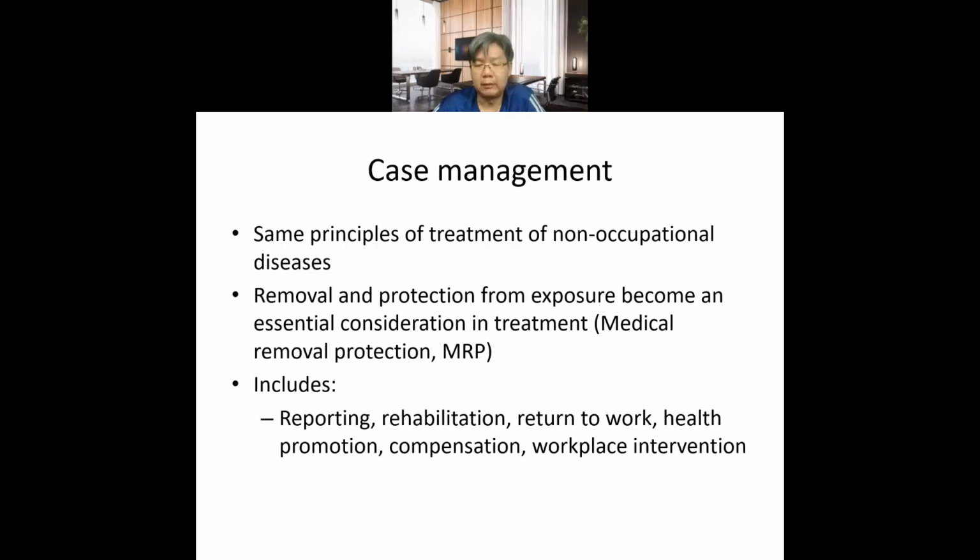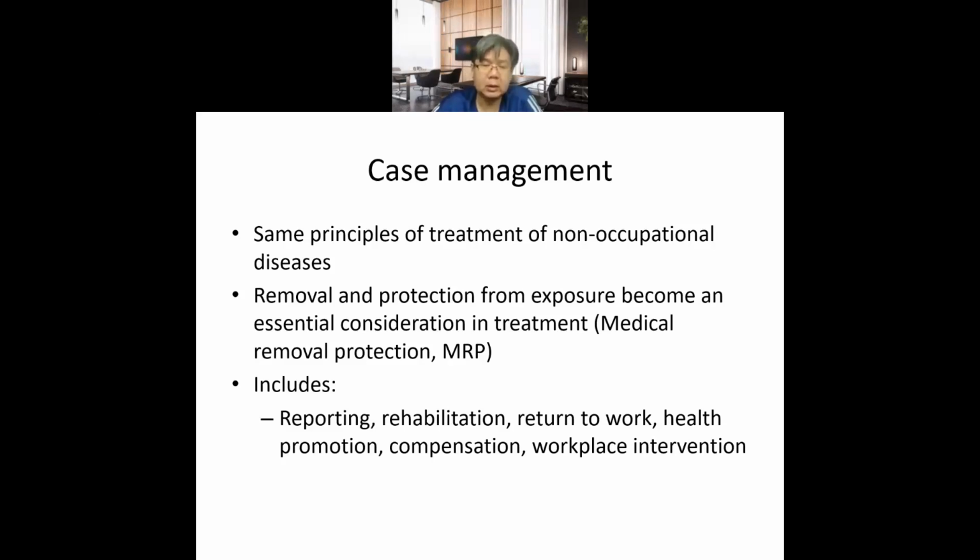So how about the case management? After we have detected a certain abnormality through medical surveillance, what do we need to do? So in terms of treatment, it is the same as any form of treatment. If there's a medication, they will give medicine. If not, they can refer to a specialist for certain conditions.